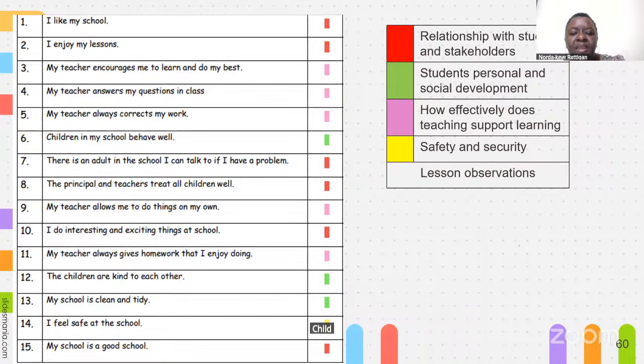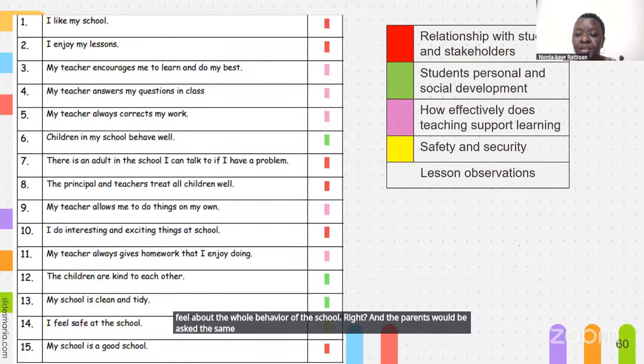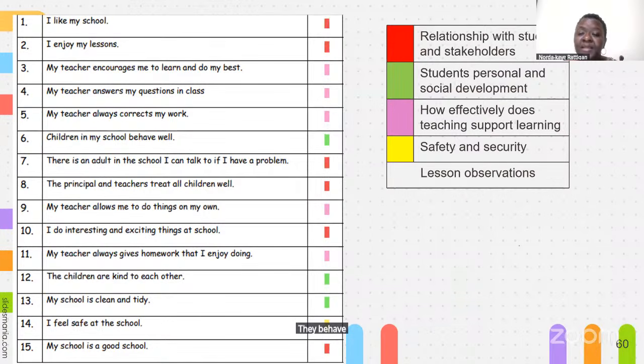Children in my school behave well. That can help you to know how the students feel about the whole behavior of the school, right? And the parents would be asked the same question, but in a different way. They're asked if they think that the students at this school behave well. And that will tell you how they're looking at it, they're looking on the inside, I mean. How do they feel about the school and the whole behavior management?